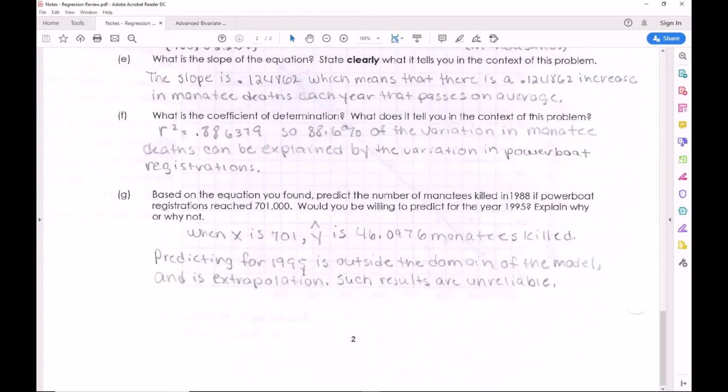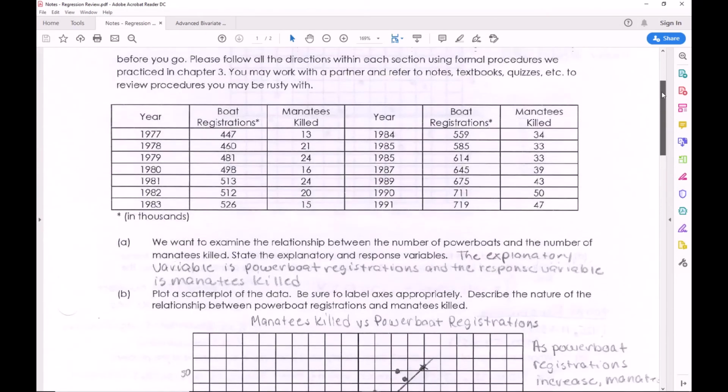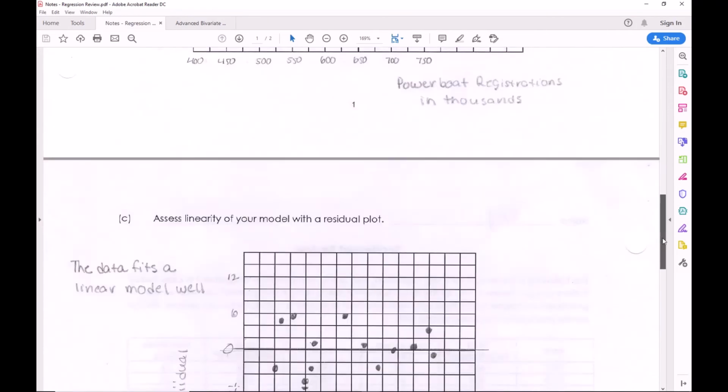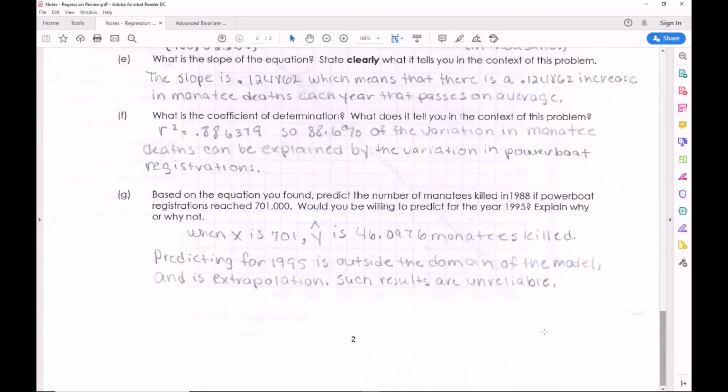All right. Now for 1995, let's make sure that's in the domain that we're given. And actually, our domain ends at 1991 right there. So anything we would predict higher than that or lower than 1977 would be predicting outside of the domain. Those are unreliable, and we called that extrapolation. Remember that? So the model is only good for the domain that created it. Anything beyond it, there's no telling if the trends continue.